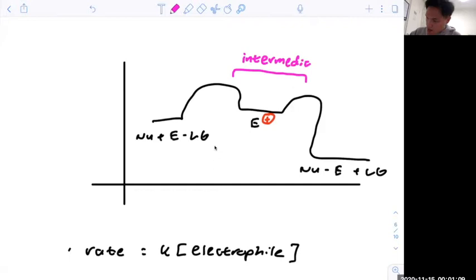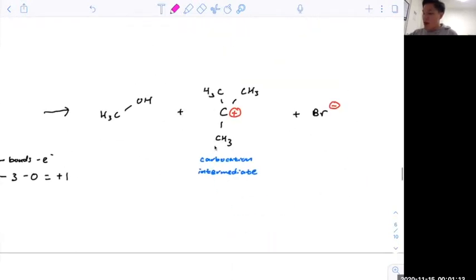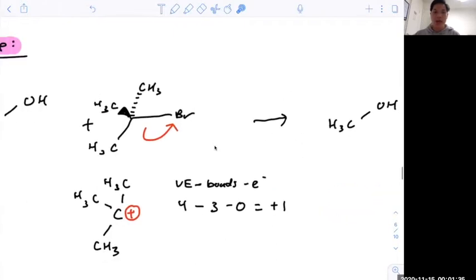Intermediate. So we do have that intermediate, and that's part of our reaction coordinate system, okay? So now, as you can see here, we have two possible nucleophiles that we can react it with, right? We can either react it with the bromine, or we can react it with the methanol, right? So what would happen if we reacted with the bromine?